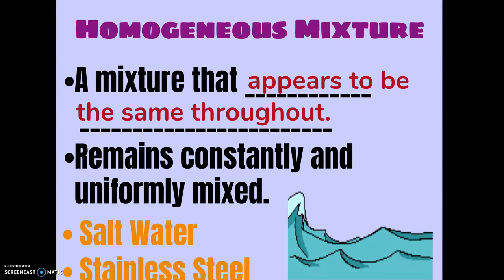But you can't see the different phases on my ring. You can't see the different parts, the different elements, the different pieces. And so that's what a homogeneous mixture is. Homo means the same, so it looks the same throughout.